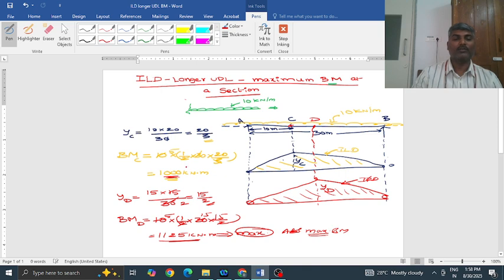This is how we find the bending moment at a section, or the absolute maximum bending moment in the beam. As you see, the ILDs have to be drawn for that particular position, maybe at a given section, and if it is a UDL, use the function value as load multiplied by the area occupied by the UDL.